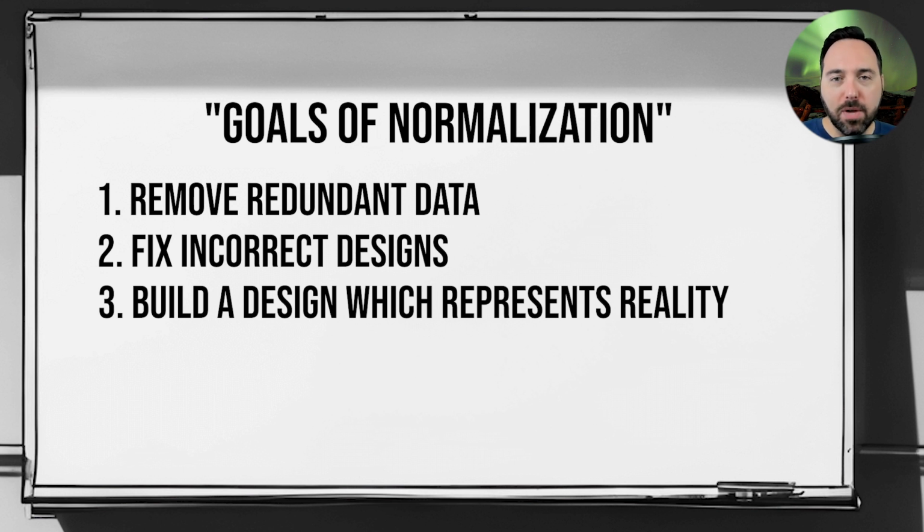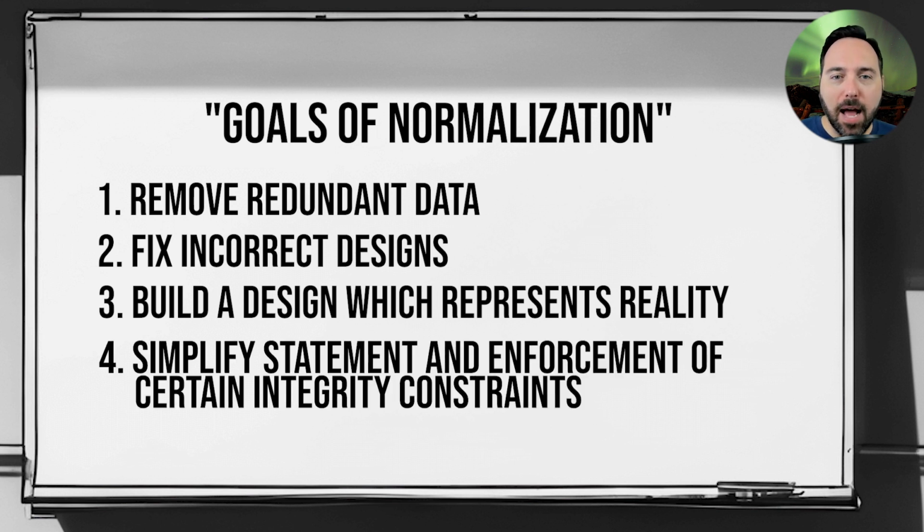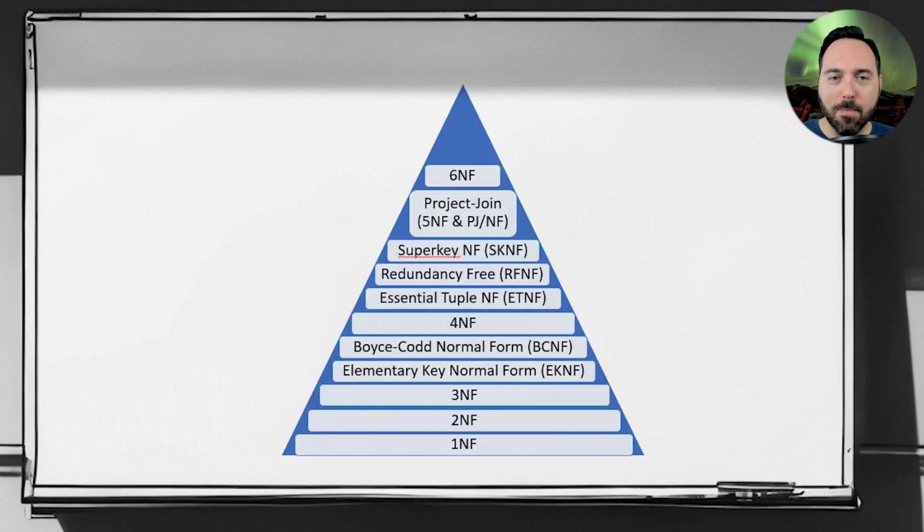The final goal we have for normalization is to simplify the statement and enforcement of certain integrity constraints. Things like primary keys, unique keys, foreign keys, that sort of thing. These are our goals. But before we wrap things up, I want to talk a bit about normal forms. Anyone who's been around in the database world for a little bit has heard of some normal forms. First normal form, second normal form, third normal form. Some of you probably know about a fourth or a fifth normal form, but it turns out there are more.